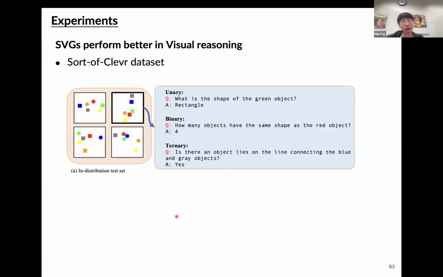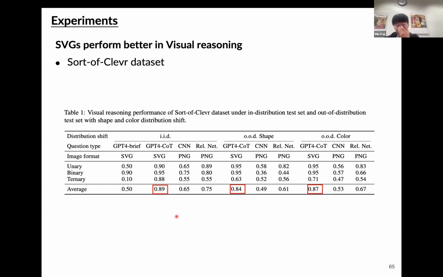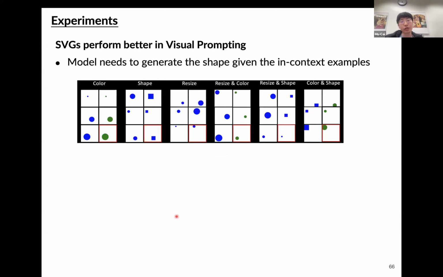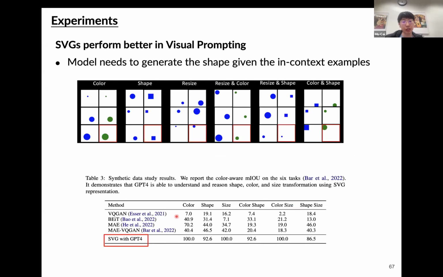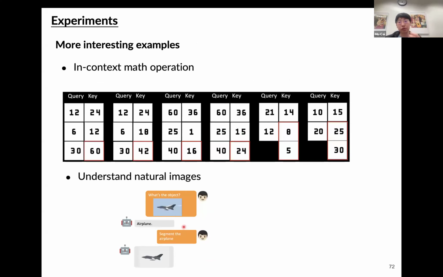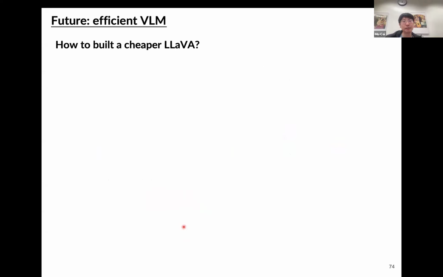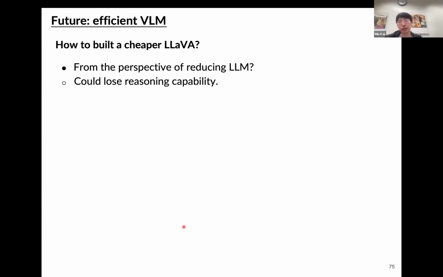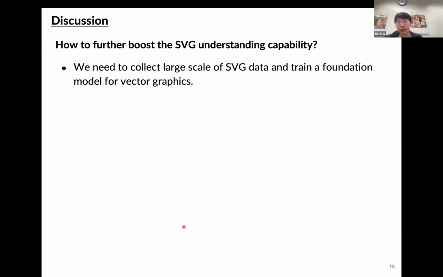So we do some simple experiments like visual reasoning, where SVG achieves better results than pixel representations such as CNN, relation networks, and even GPT-4. And we also do some tasks like visual prompting to generate the image, where SVG with GPT-4 achieves the best performance. We also do some robustness experiments, where since SVG has a good color shape separation capability, it achieves a much better performance compared to PNG. And we also do many interesting experiments. Yeah, due to the time constraint, I won't dig deep. But SVG actually has some benefits, and I think people should explore along this direction to find more advantages and possibly a replacement for such pixel-based representations.